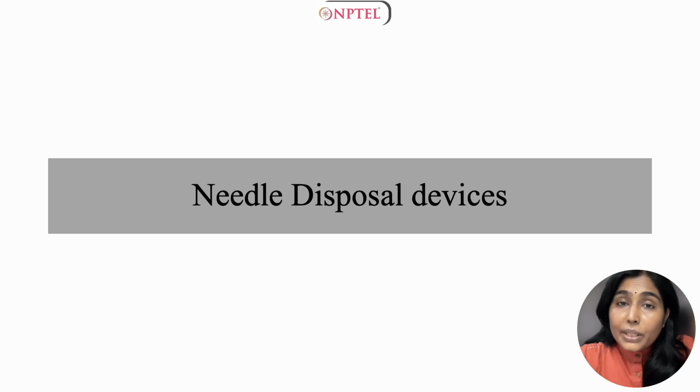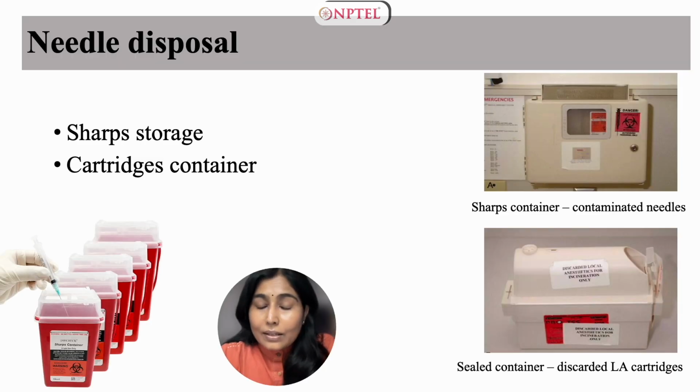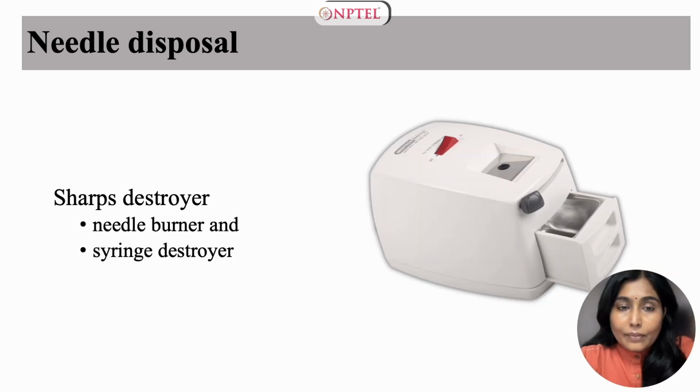Now, after we are done with the procedures, how do we protect the other handlers who work in your facility? Remember, the devices, especially the syringes and the needles, need proper disposal. Needle disposal must be done by using either a sharps storage or a cartridges container. The sharps destroyer is typically the needle burner or the syringe destroyer like what is shown here.